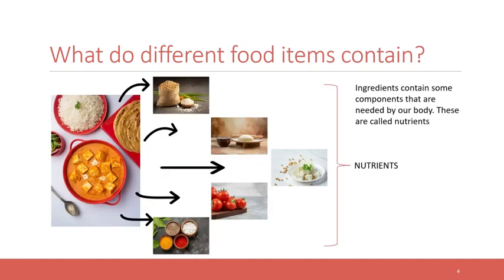Why is our meal distributed into different food varieties? Why does our meal consist of some vegetables, some chapati, some rice, some salad? Why don't we eat only rice? Because the answer is, different food items that we eat are made up of different ingredients as shown in the picture.